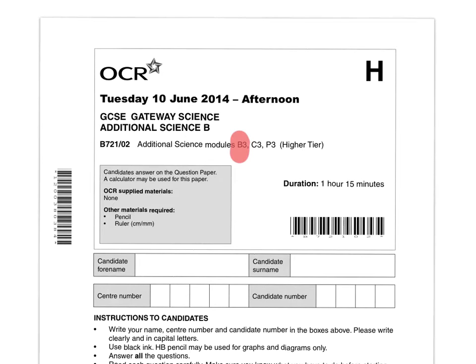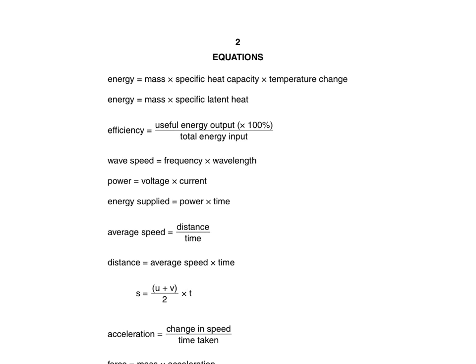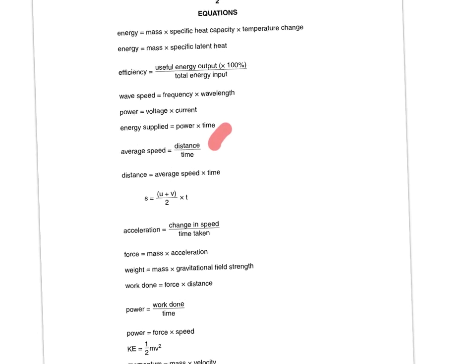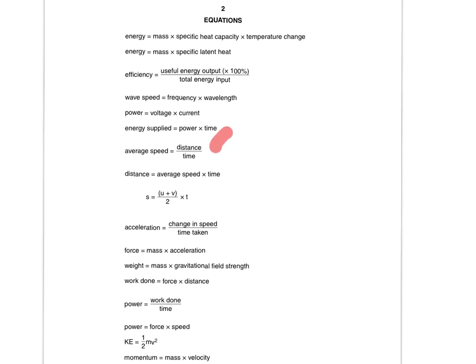So here we go. We go straight into the paper. Usual stuff, okay, the usual equations that we always have in all our past papers. Most of them are for physics, but you have got a couple at the top that you can use for chemistry as well. Not much for biology in here, okay, so on we go.